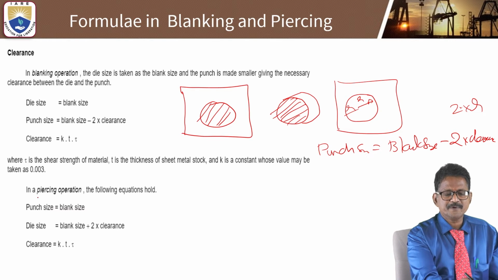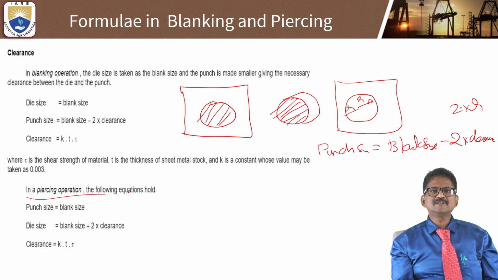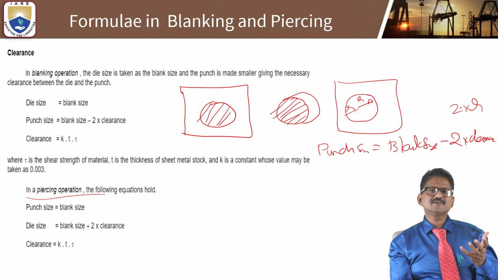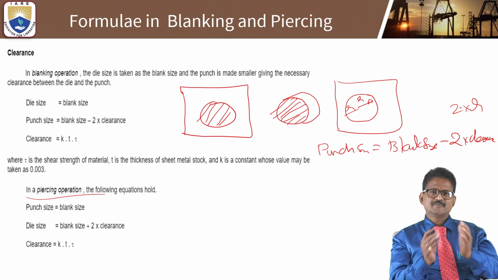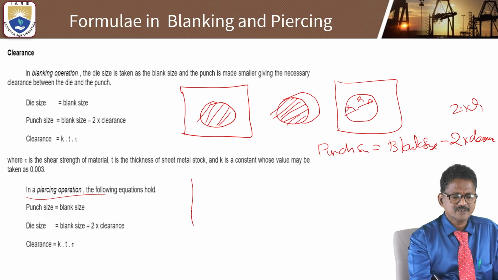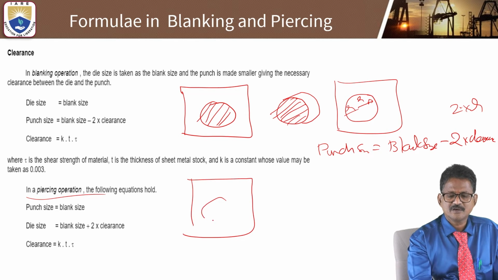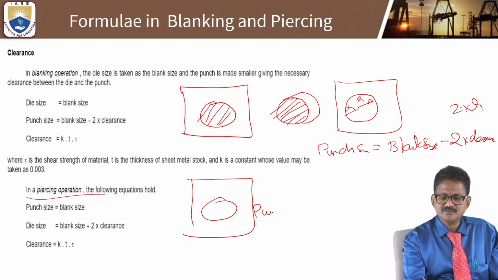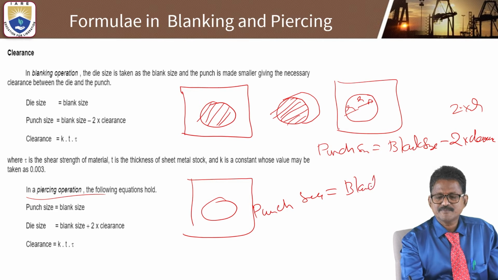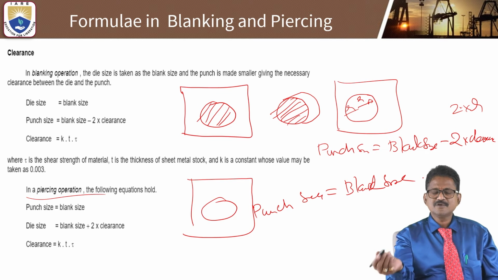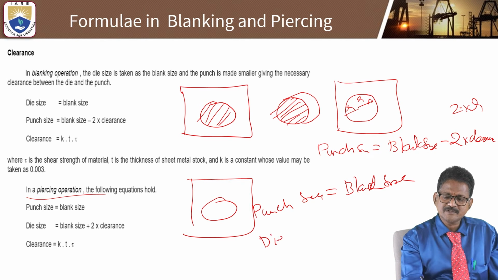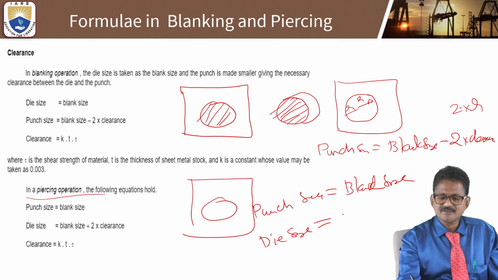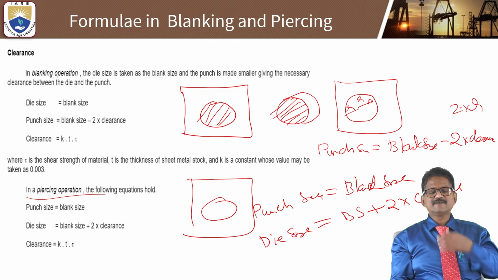And if it is a piercing operation, the piercing operation is nothing but making a hollow portion. So how can you prepare this hollow portion? In making a hollow portion, the punch size is equal to the blank size. The punch size is always equal to the blank size. Then how do you determine the die size? The die size is always equal to the blank size plus 2 into clearance. So this is very interesting.